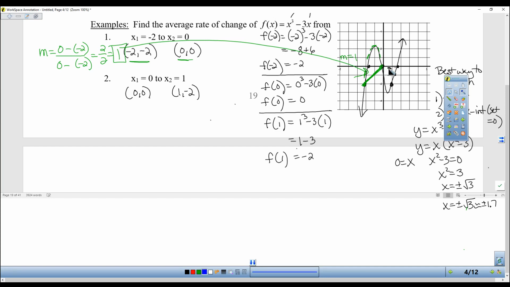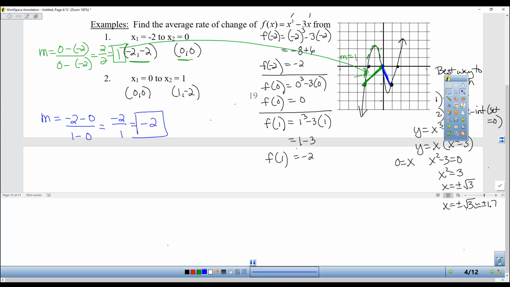Then they wanted the average slope from 0, 0, this is for number 2, to 1, negative 2. Now, if you've graphed it, you can see that the slope is negative 2. But I have a feeling a lot of you are not going to graph it, so you do have to know how to do it by hand. The blue slope is y2 minus y1 over x2 minus x1. Negative 2 over 1, negative 2.